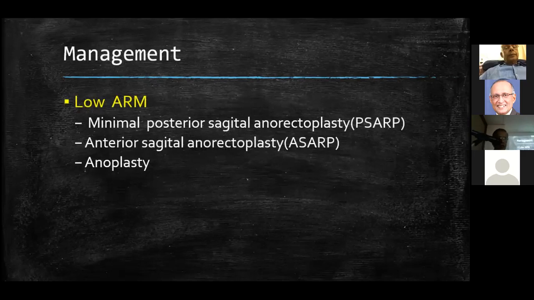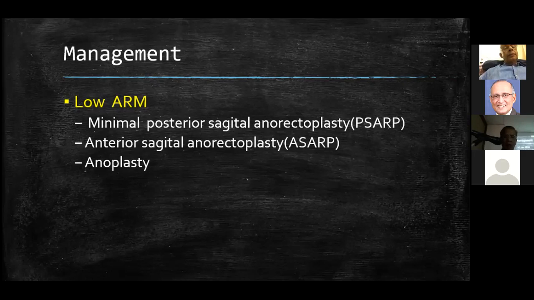Management is according to whether it is a low anomaly, intermediate anomaly or high anomaly. Very simple: for a low anomaly, you can do a perineal operation, from below, a lower degree of operation. Nowadays it is called minimal posterior sagittal anorectoplasty, PSARP. I don't know if Professor Joseph will like this term because we are not practicing this. But when I look at textbooks and literature, only PSARP is coming. In the latest book endorsed by the Indian Association of Pediatric Surgeons, anoplasty is not mentioned, only PSARP.